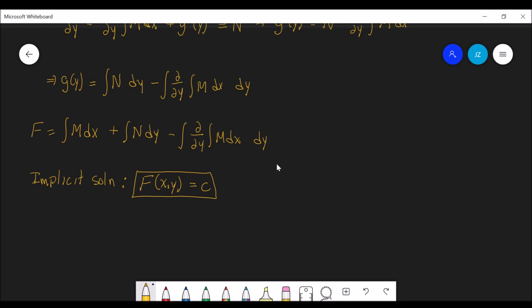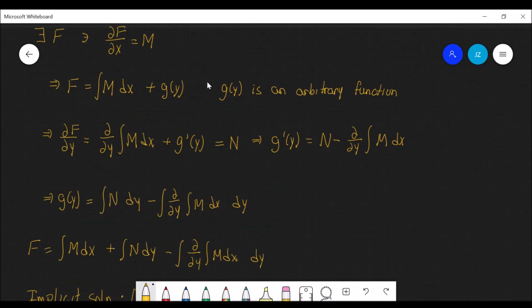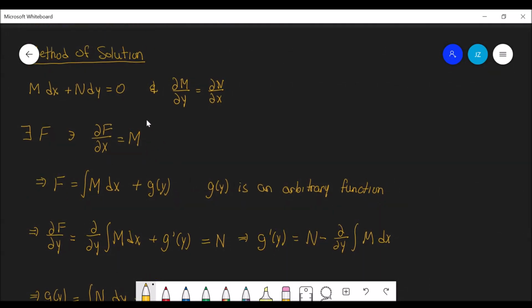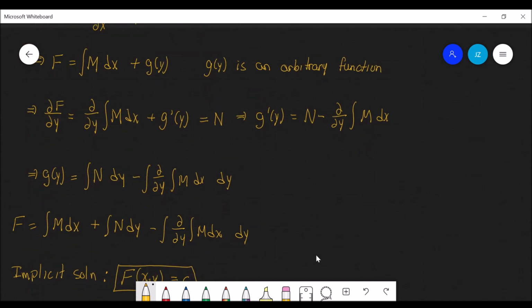Now, in this method, you could also easily switch the orders of M and N. That is to say, instead of starting with partial f partial x equals M, you could start with partial f partial y equals N, and then follow a very similar procedure to get a very similar f. In actual practice, it doesn't matter the order in which you do it, you're going to find that f is always the same. The difference is, in the general case, this will look different, but it'll actually be the same.